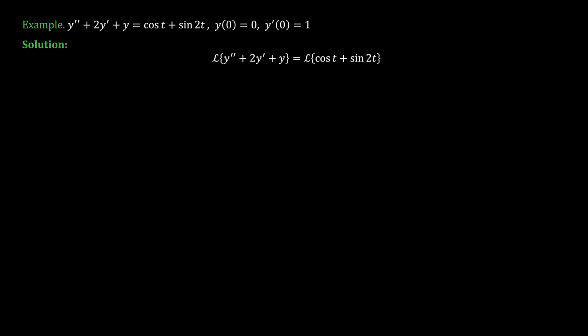this differential equation. The left-hand side is going to have a little bit more terms than the last example, but let's run this piece by piece using the linearity of the Laplace transform operator. So here I'll have the Laplace transform of y double prime plus, that 2 is going to pull out because the Laplace transform is linear, so 2 times the Laplace transform of y prime, plus the Laplace transform of y. On the right-hand side, I'll have the Laplace transform of cosine of t plus sine of 2t.